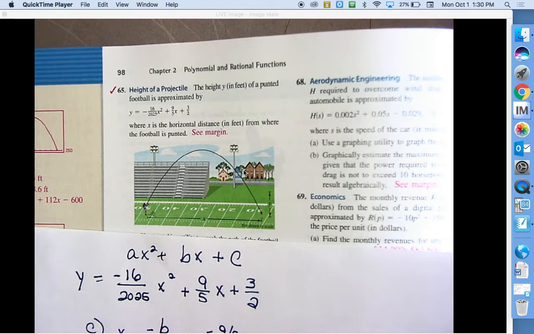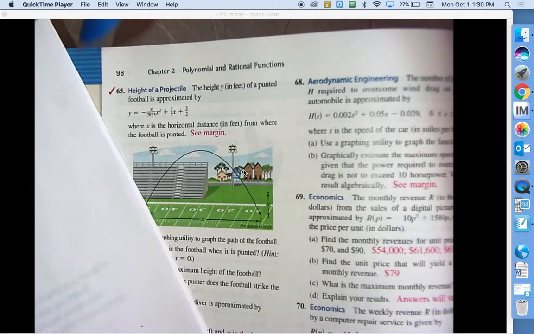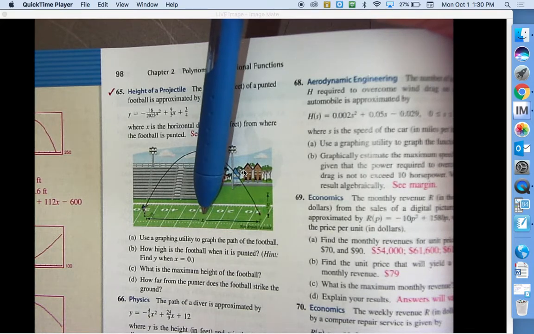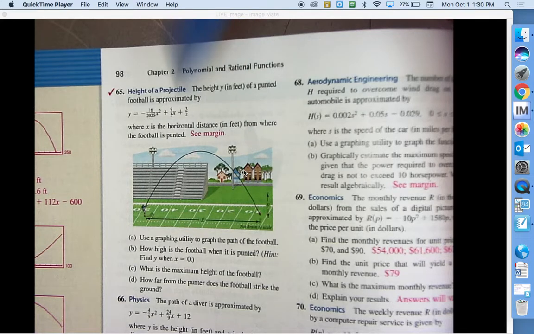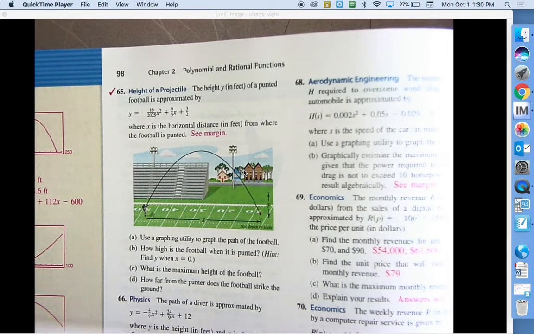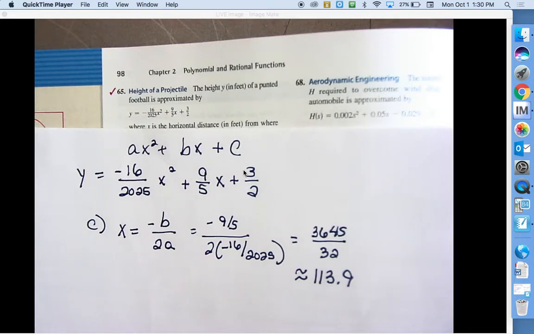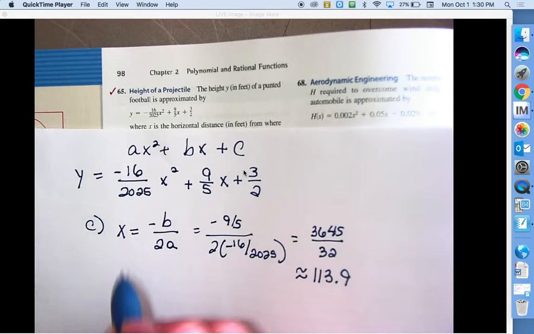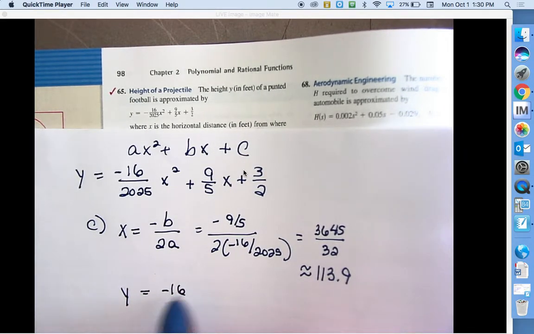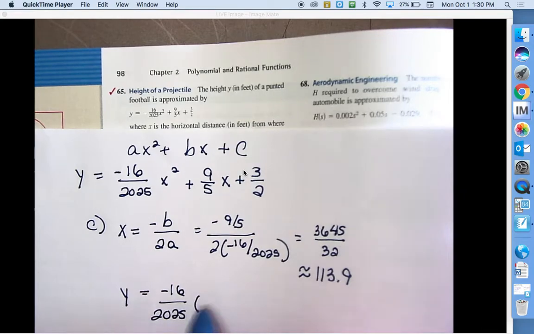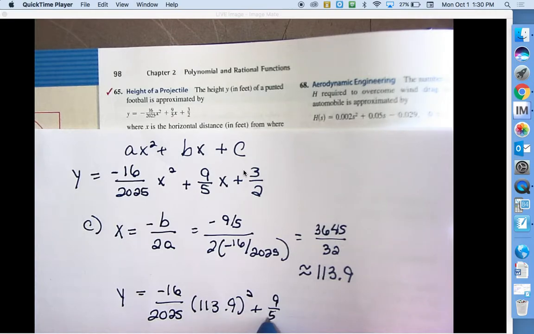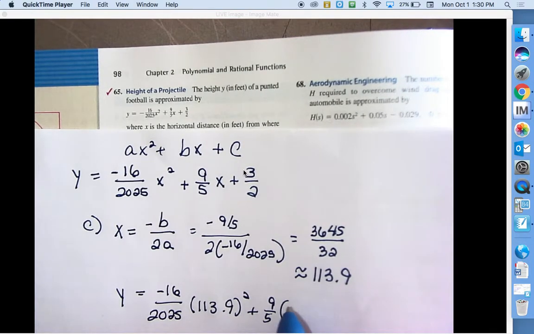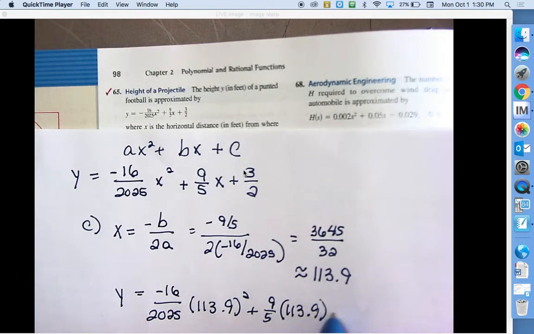So looking back at our picture, it's going over 113 feet. We need to know how high is it at 113 feet. So if you know x, Libby, how can you find y? You can plug it in for x. So now that we took the time to find x, if we want to know what y is, we can take this number and plug it in. And if you'd rather use the 113.9, that's fine. Ka's answer is going to be more exact because she kept the fraction. And then plus 3/2.